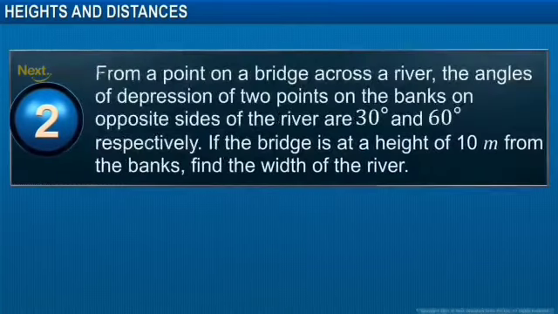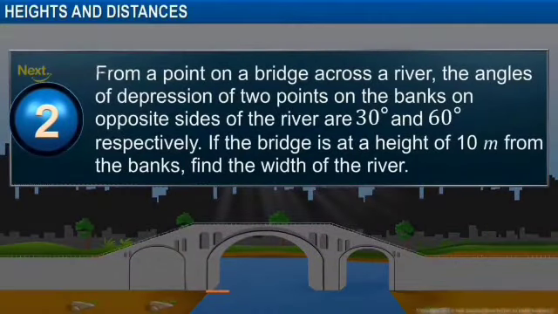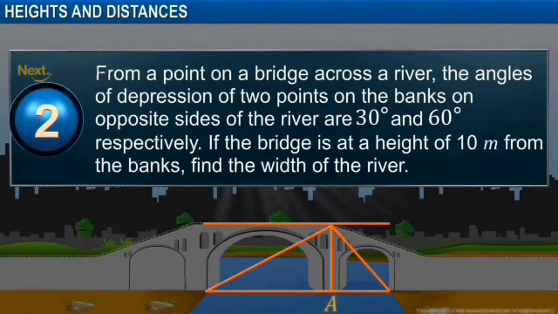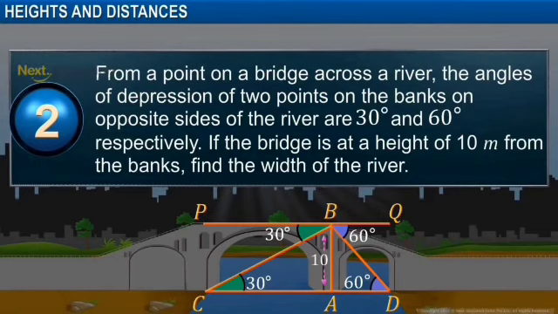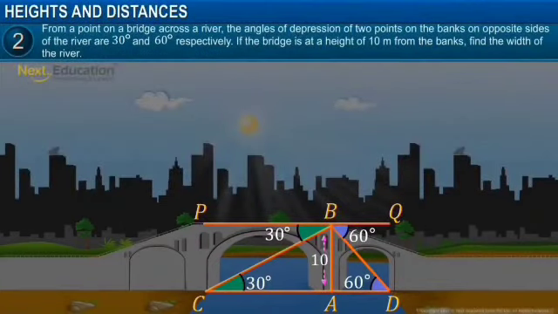Another example, from a point on a bridge across a river, the angles of depression of 2 points on the banks on the opposite sides of the river are 30 degrees and 60 degrees respectively. If the bridge is at a height of 10 meters from the banks, find the width of the river.